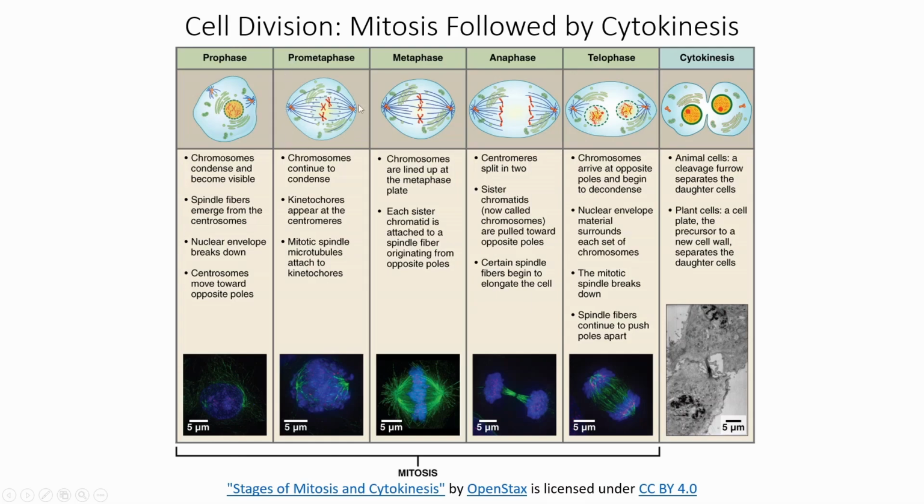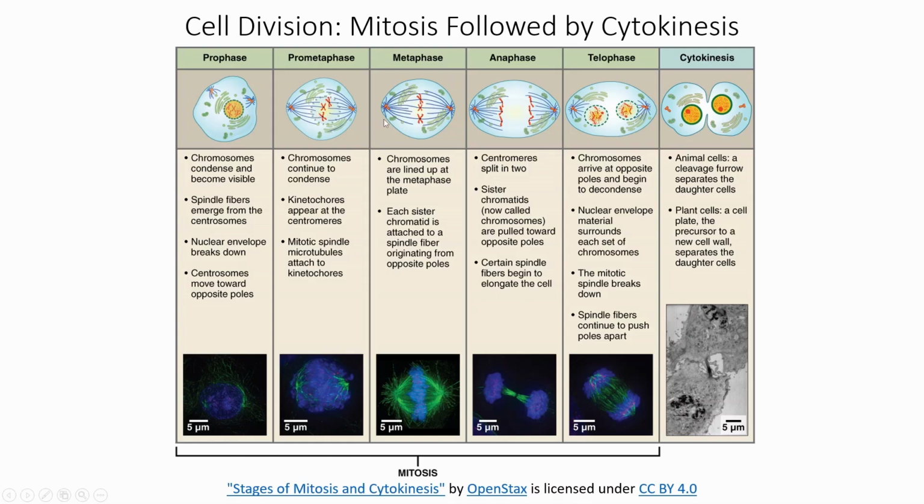In prometaphase, we're continuing on, and so the chromosomes continue to condense down. Now they're very visible. That nuclear envelope is basically gone. And the spindle fibers that were being created by the centrosomes are now reaching out and grabbing onto the chromosomes.